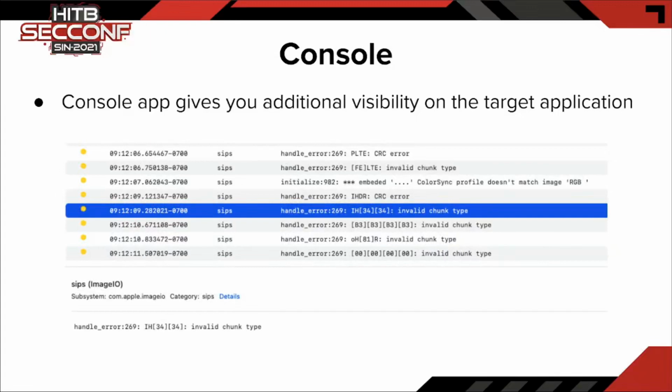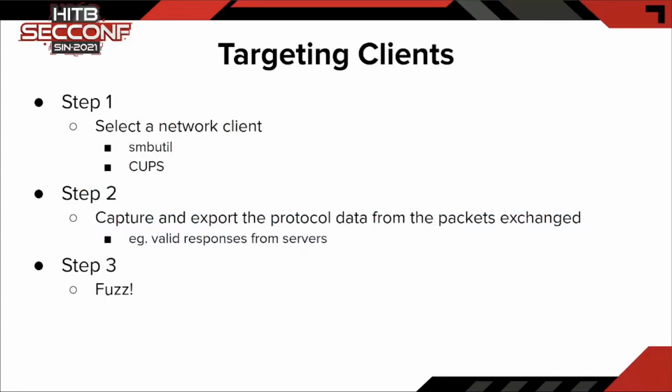So fuzzing network clients. A couple examples here: SMB util and cups. Essentially, you just capture a PCAP. You export the bytes for each request, or well, in this case, for each response from a valid server, and then you pass them to LightFuzz to fuzz it. So for this one, we're using local client mode. That way we can launch each one and check for crashes.